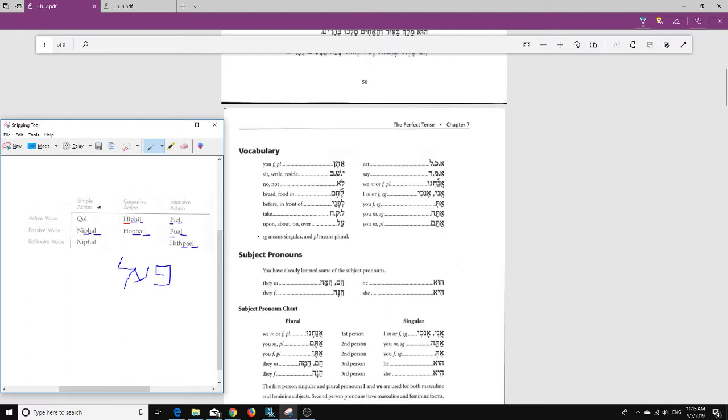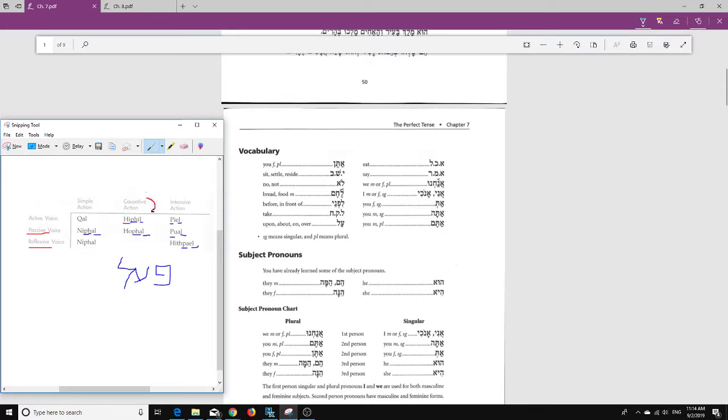Sound good? Well, the kal is in the active voice, and it's a simple kind of pattern. It's not augmented by anything else. Okay? So, for instance, we have a verb in this chapter, akal, which just means eat. So akal would be he ate. There's no different augmentations to the meaning of this verb. But it could also be in the nifal. And in nifal, the verb can either be passive or reflexive. So we have the kal and the nifal.